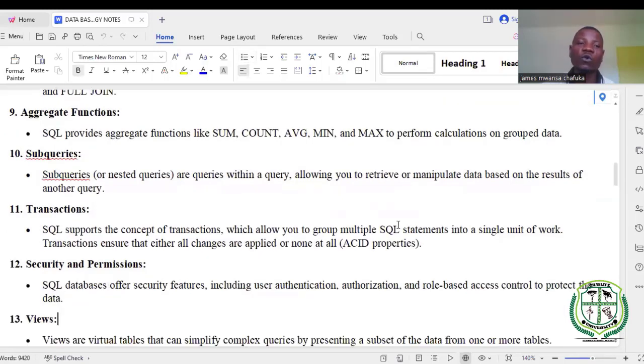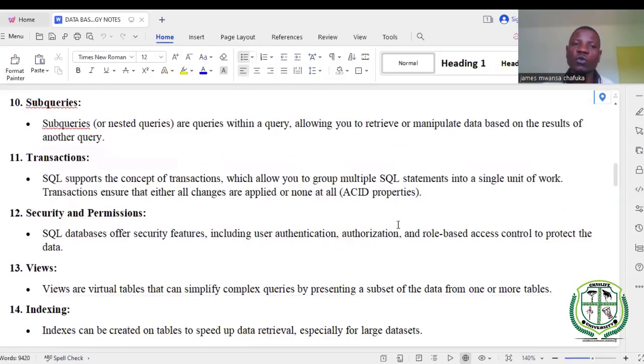And then there are also subqueries. So subqueries are queries within a query. The query within a query is what we call a subquery, allowing you to retrieve or manipulate data based on the result of another query.